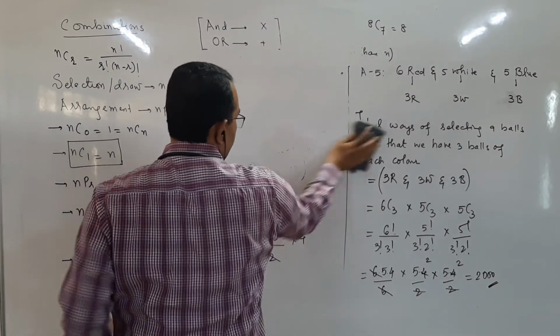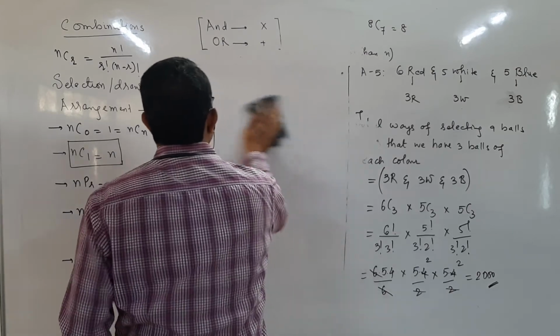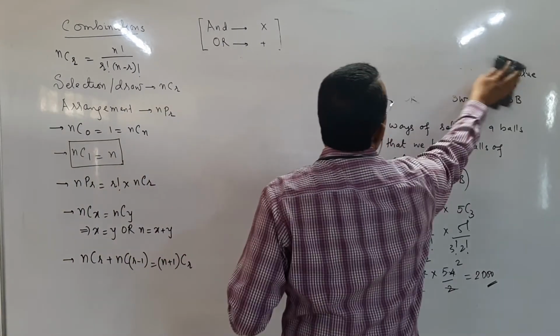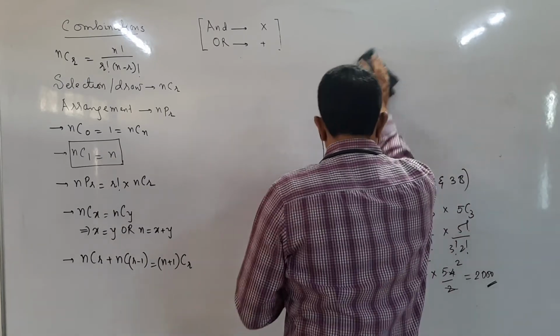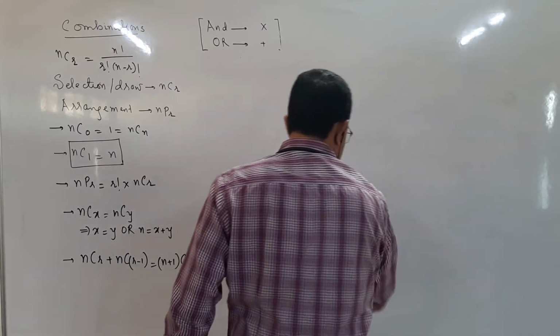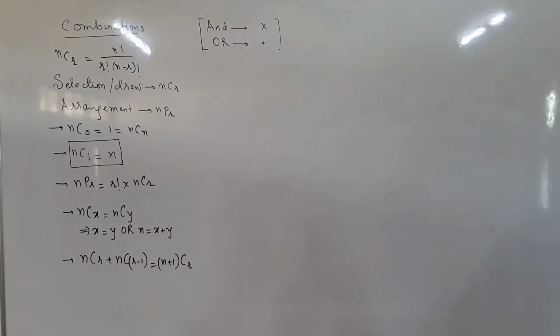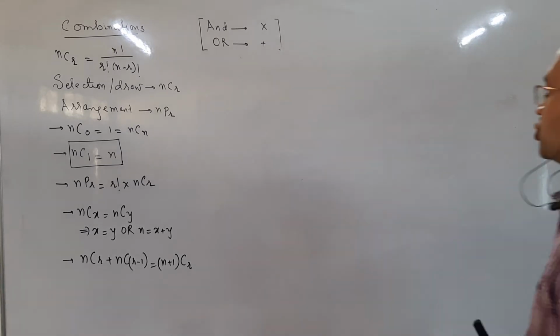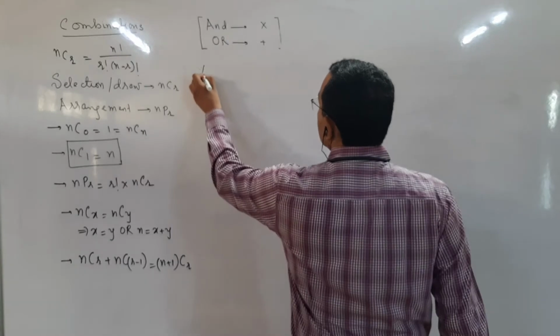Okay, students, now we do sum number 6. Determine the number of 5 card combinations out of a deck of 52 cards if there is exactly 1 ace in each combination. 5 card selection, students, from playing cards.